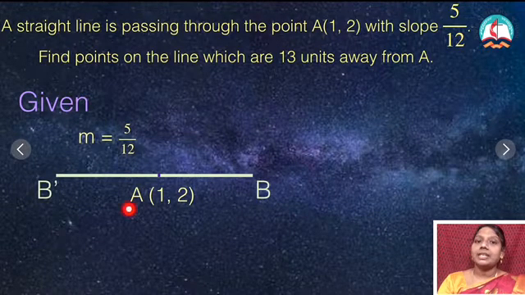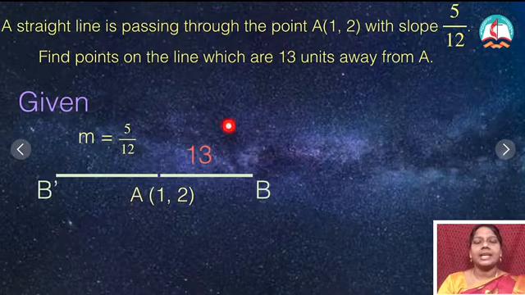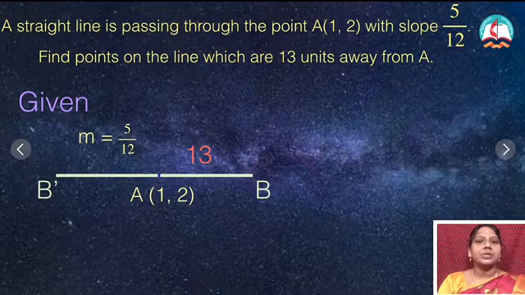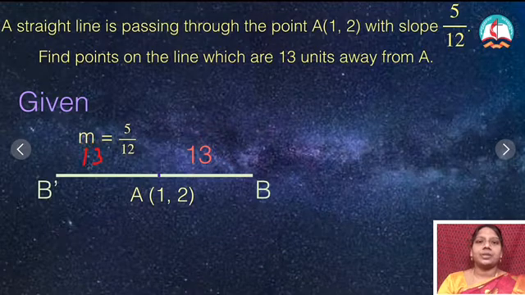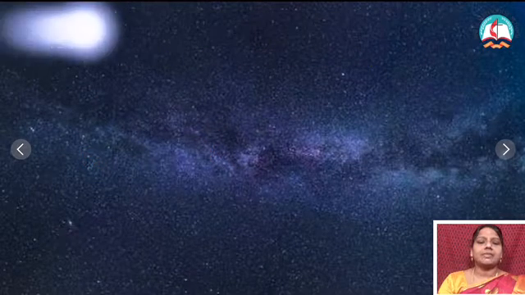Okay, but what about the distance? The distance is nothing but only 13 units. So we are taking B to the left and the right. So differentiated that I am just taking B and B dash. But what is the distance? Distance is nothing but 13 units. So using that we are going to solve. So what is given to us? We have m is equal to 5 divided by 12.